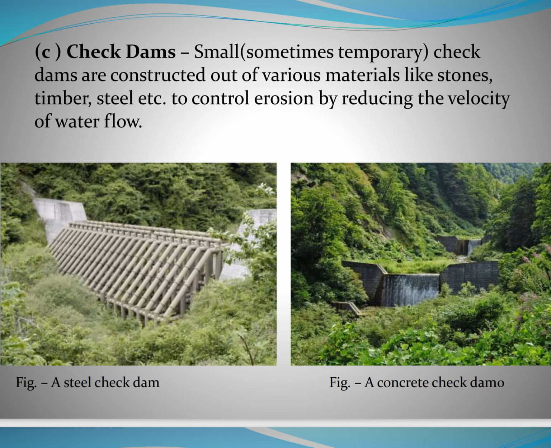The third method that comes under the category of engineering practices is check dams. Small, sometimes temporary check dams are constructed out of various materials like stones, timber, steel, etc. to control erosion by reducing the velocity of water flow. Basically, the construction of temporary or permanent dams.